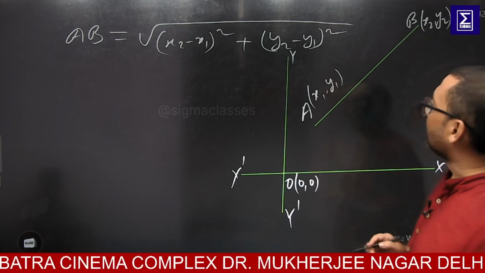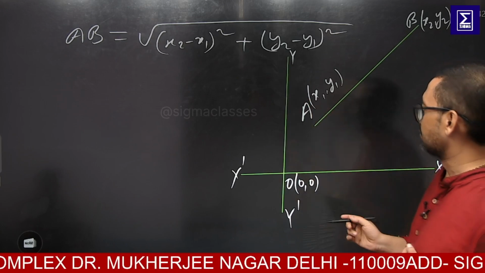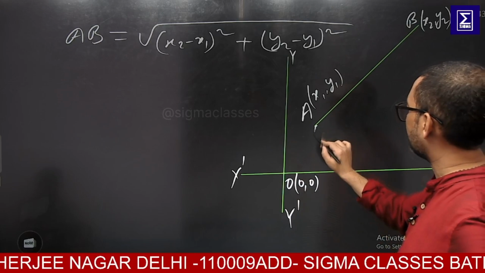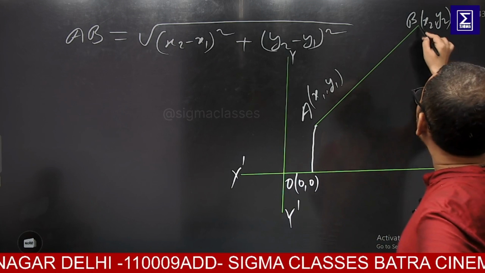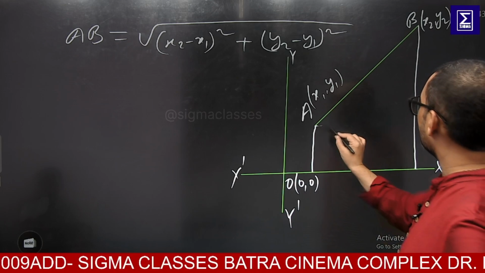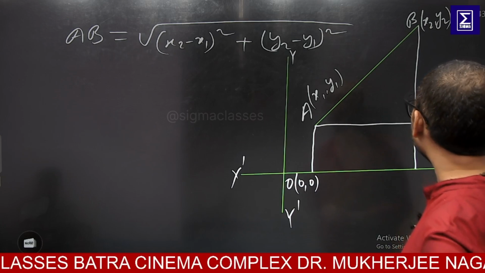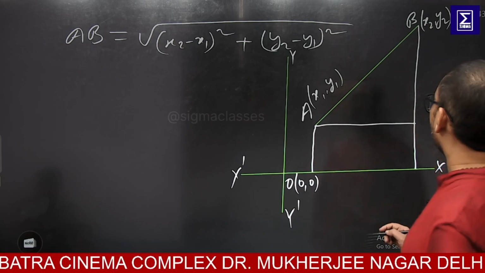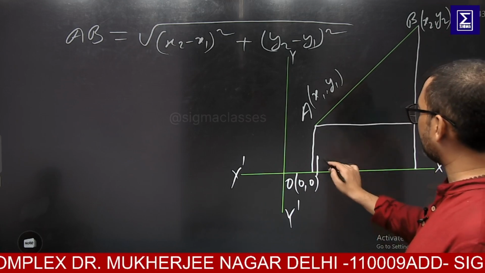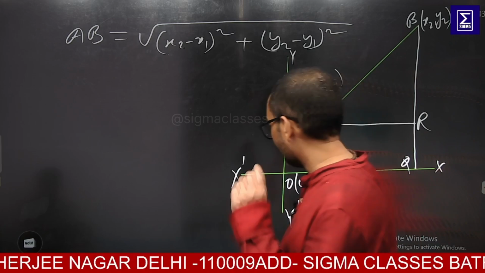Now you have to find the distance AB that I have already written in the formula. We will prove it, how it is. So see, what we have to do, we have just to draw the perpendiculars from both the points, from A and B. And now again, join this. What do we observe here? Let's name them. This is point A, this is point B. Let it be P. This point, let it be Q. And this be R.